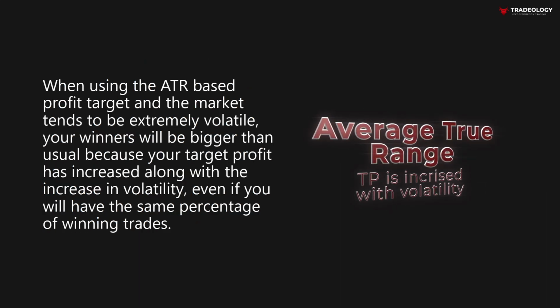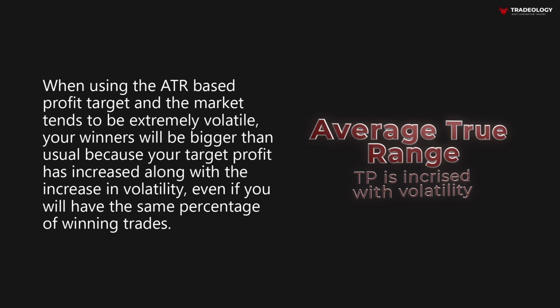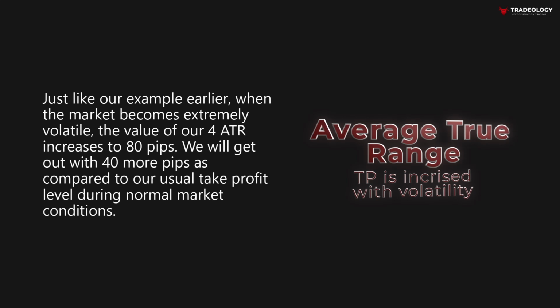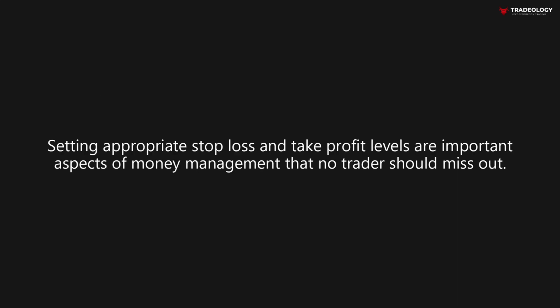When using the ATR-based profit target and the market tends to be extremely volatile, your winners will be bigger than usual because your target profit has increased along with the increase in volatility, even if you will have the same percentage of winning trades. Just like our example earlier, when the market becomes extremely volatile, the value of the 4 ATR increases to 80 pips. We will get out with 40 more pips as compared to our usual take profit level during normal market conditions. Setting appropriate stop loss and take profit levels are important aspects of money management that no trader should miss out on.